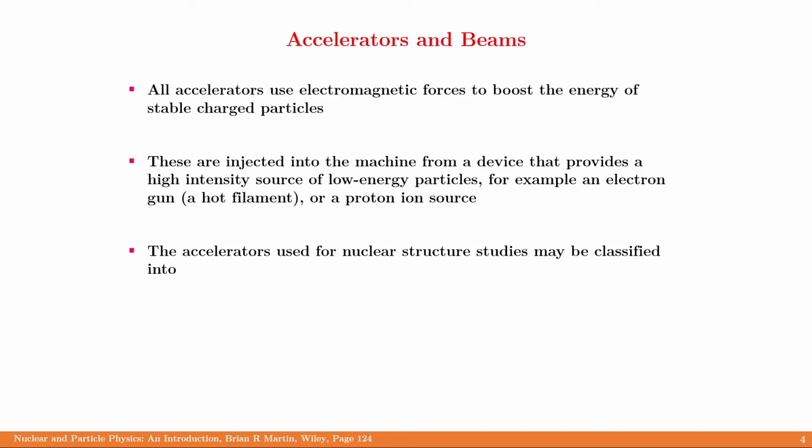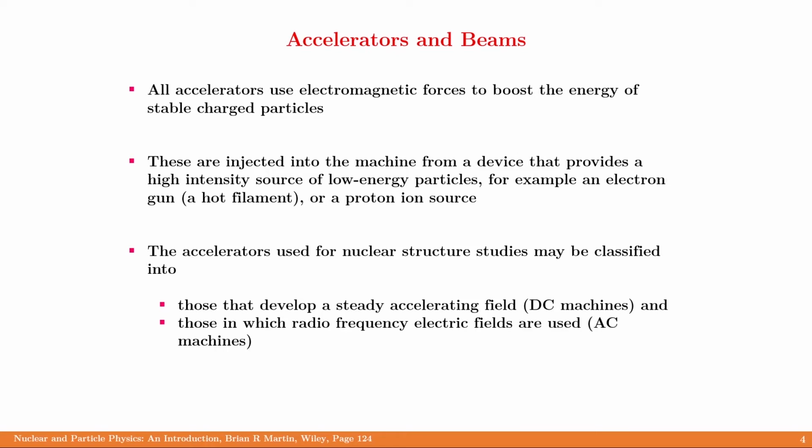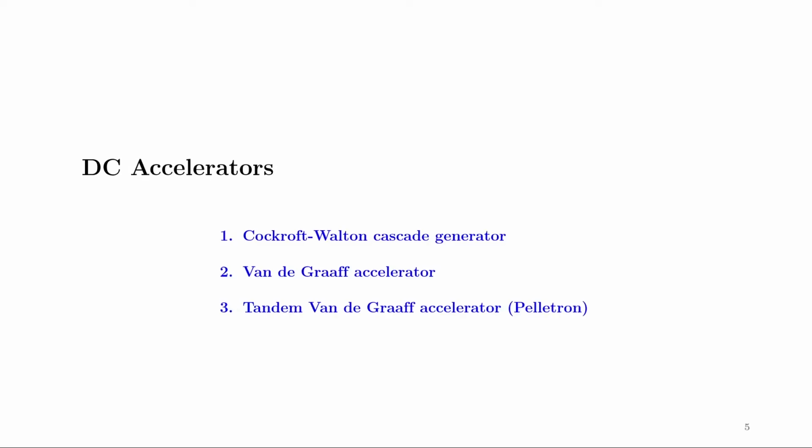The accelerators used for nuclear structure studies may, in general, be classified into those that develop a steady accelerating field, which are also known as DC machines, and those in which radio frequency electric fields are used, which are known as AC machines. And all accelerators for particle physics are of the latter type. The DC accelerators.